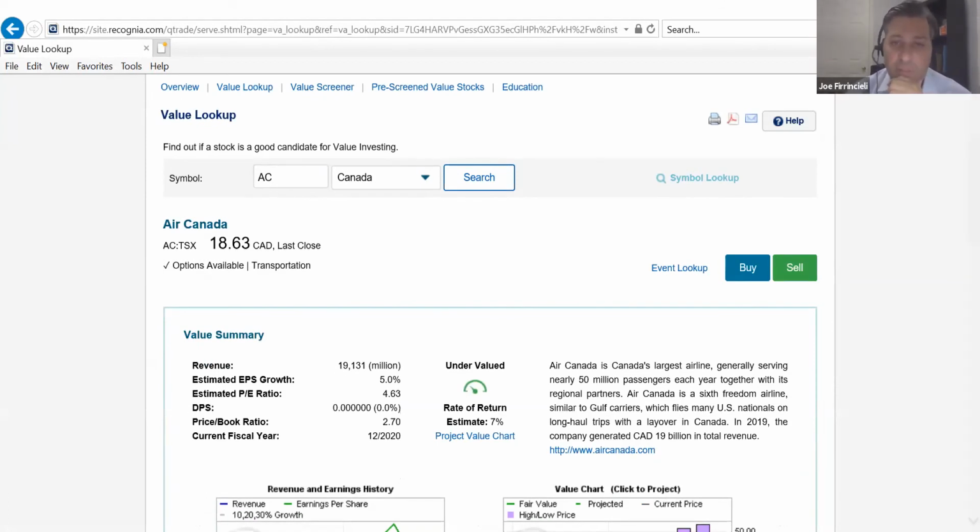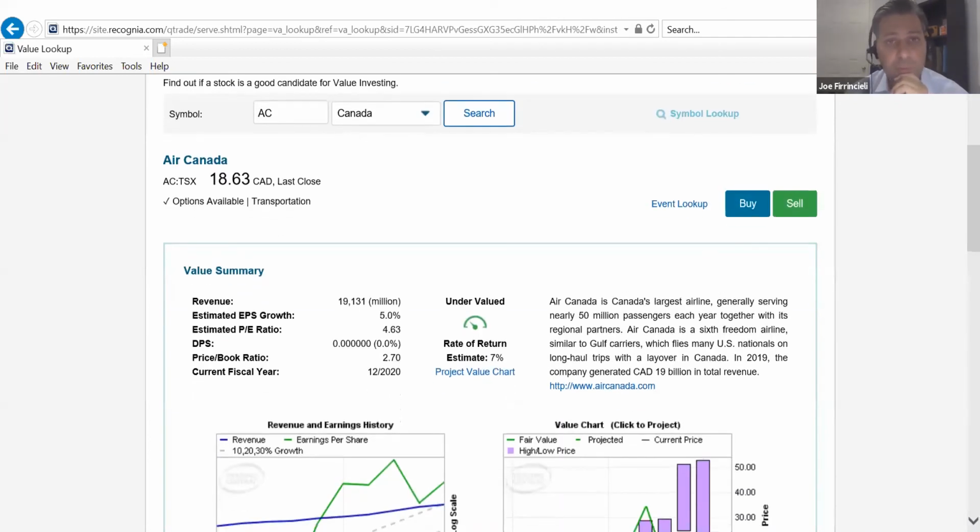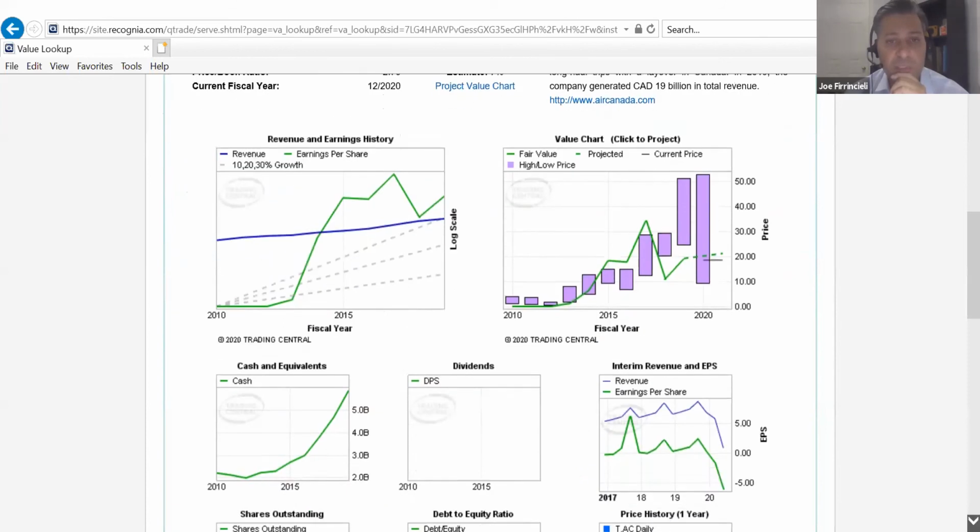So here's an example. Air Canada, just a brief little synopsis. Air Canada is Canada's largest airline, generally serving 50 million passengers. The stock is currently undervalued relative to the company's revenue. So at $18 a share, at one point it was up to $50 per share. You really focus on the opportunity for us to build that out, and incorporate this as an opportunity for us to either buy or hold or build it into our portfolio simulator that we talked about earlier.